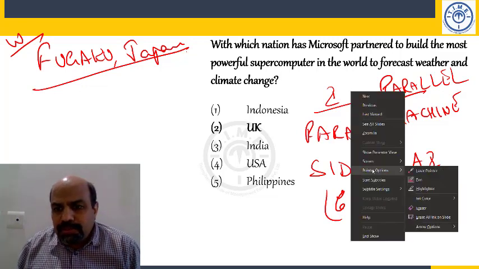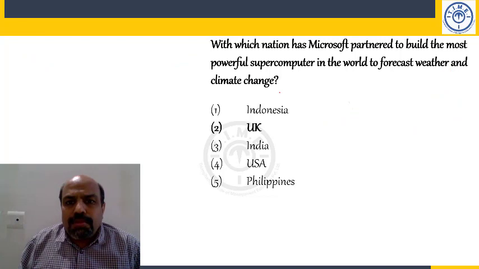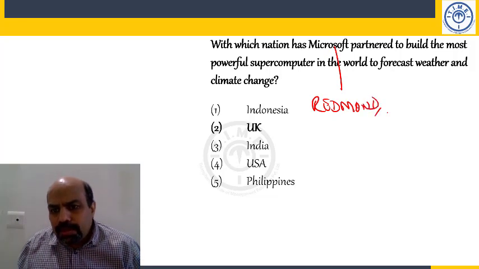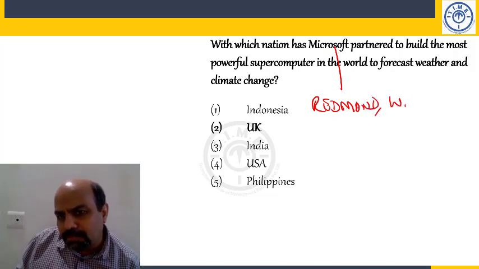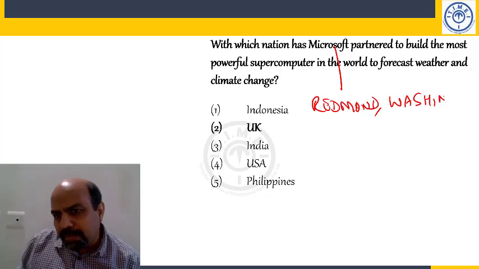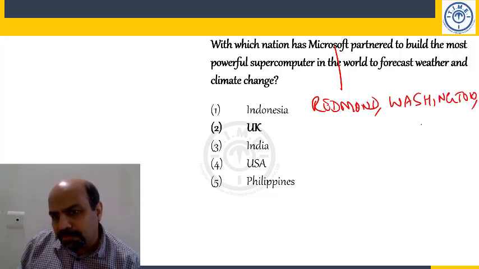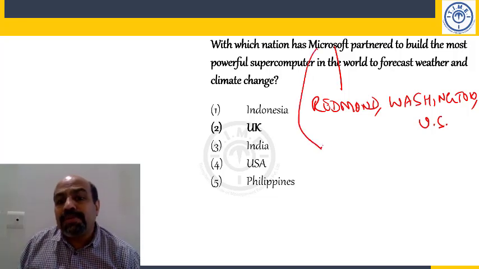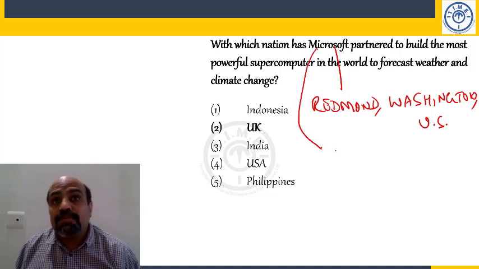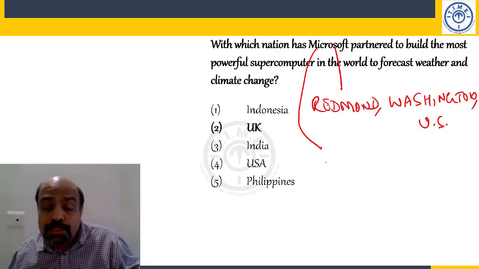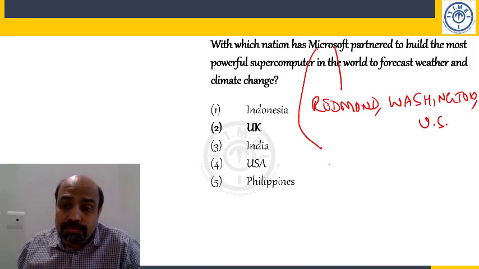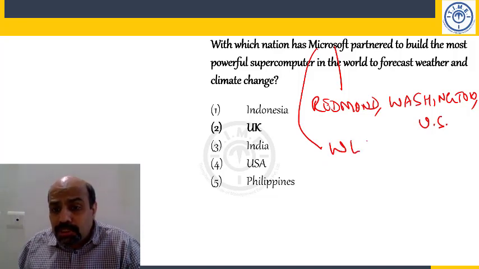Microsoft, I'll just tell you about Microsoft. Microsoft is headquartered in a place called Redmond, Washington. Redmond is a small town actually, not a city. It's in the American state of Washington, which is on the west coast of America, on the border with Canada. And this is the world's biggest software company. Its turnover last year was $143 billion. That's a lot of money. It's the world's largest software maker.